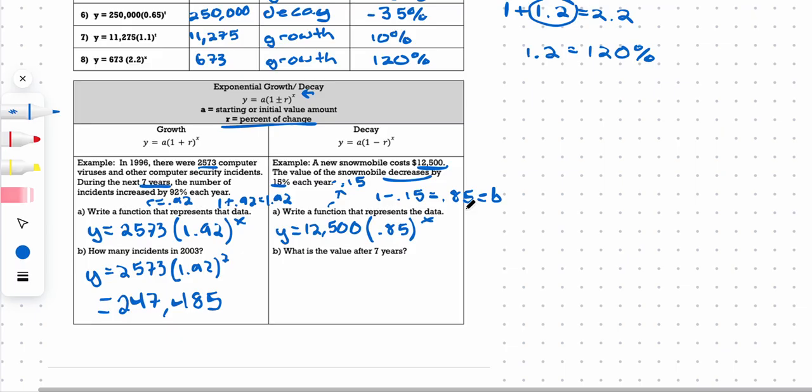Now we're asked to find what's the value after 7 years. 7 is just going to be equal to x, right?